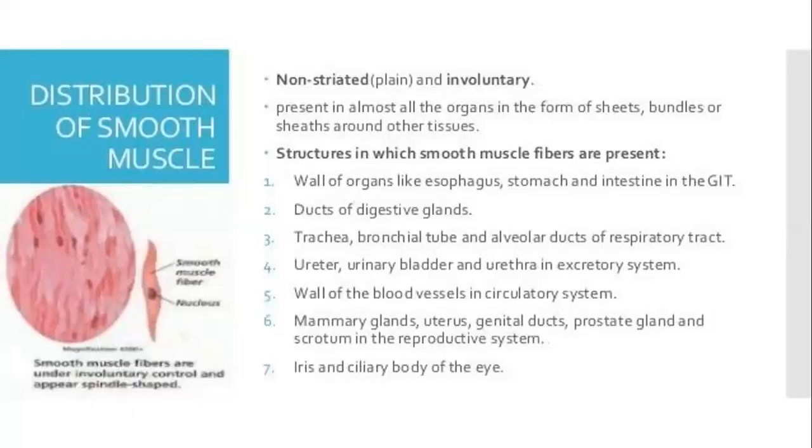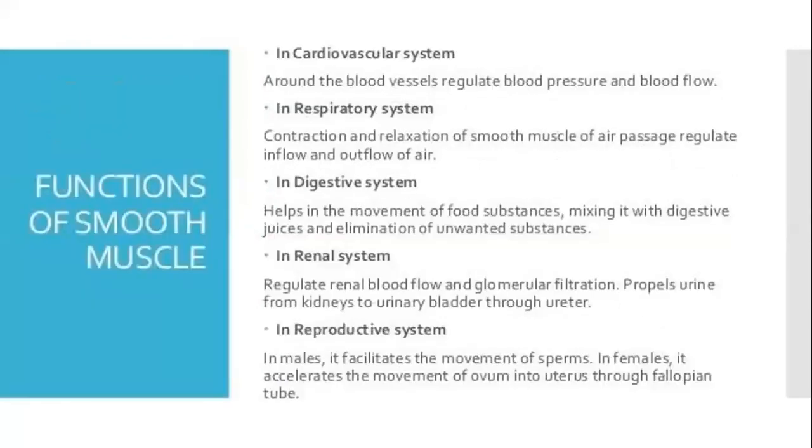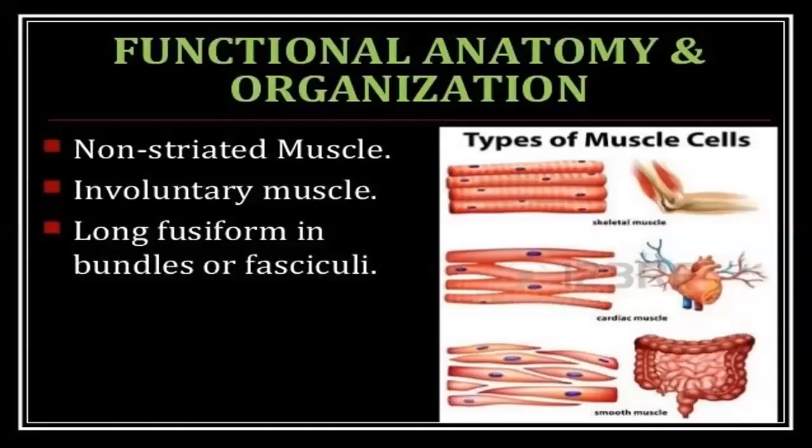The smooth muscles are non-striated, involuntary, and they are distributed along different organs in the form of sheets and bundles, say in the wall of the esophagus, stomach, intestine in the GIT, ducts of digestive glands, and in the trachea. So in different places, smooth muscles are distributed. In the cardiovascular system, you can see them along the blood vessels. In the respiratory system, the digestive system, the renal system, and the reproductive system, the smooth muscles are present and their function varies from one organ to the other.